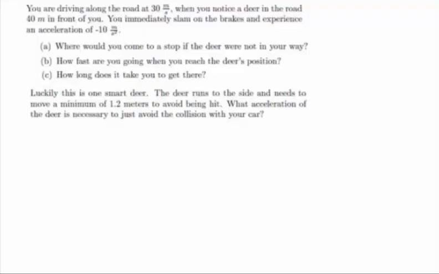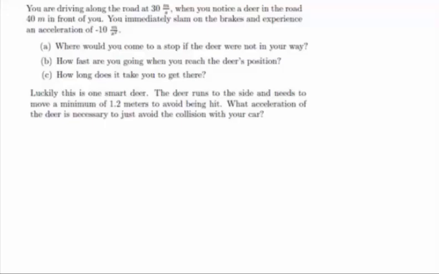You are driving along the road at 30 meters per second when you notice a deer in the road 40 meters in front of you. You immediately slam on the brakes and experience an acceleration of negative 10 meters per second squared.